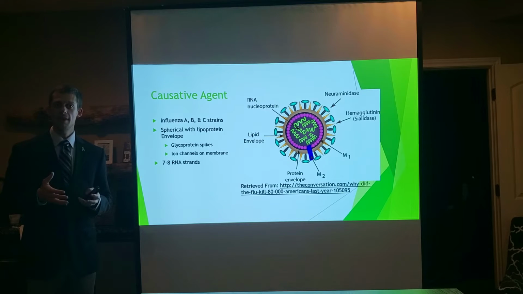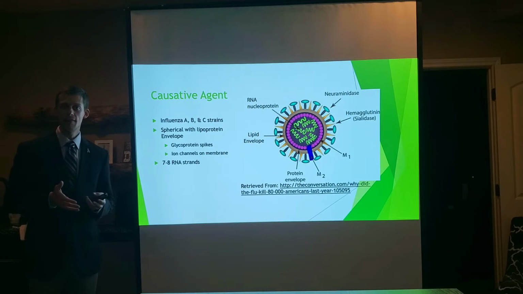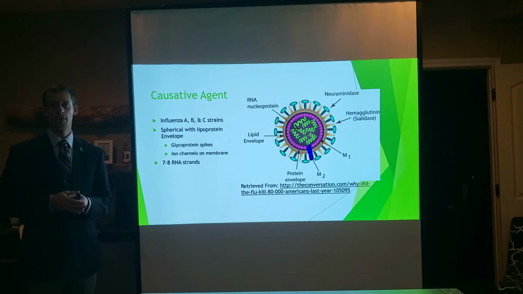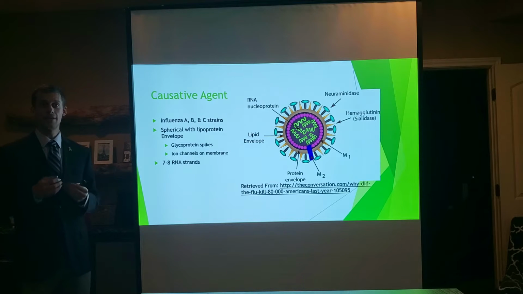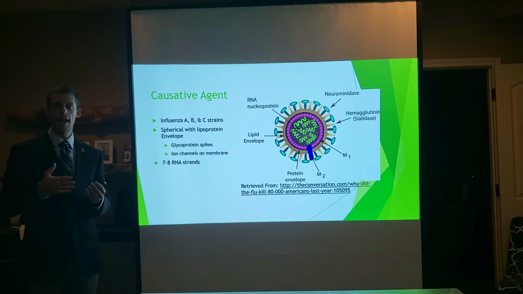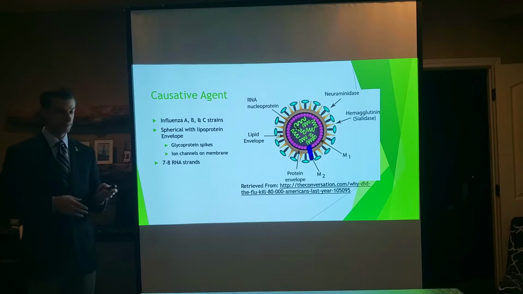The influenza virus is spherical and covered in a lipoprotein envelope. The outside of the envelope has glycoprotein spikes, used for recognition and attachment to the host. Ion channels to regulate the internal cellular fluid are also present. Types A and B have 8 strands of single-stranded RNA, and type C has 7 RNA strands.